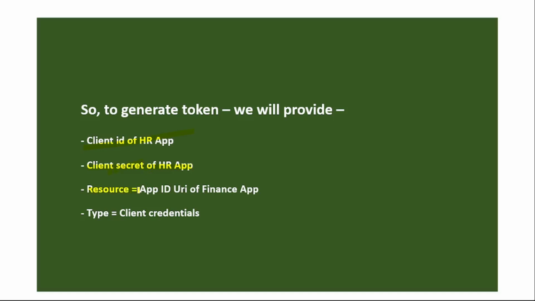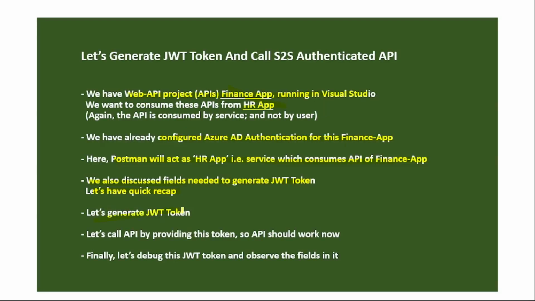Then we will provide the resource, that is the app ID URI of finance app, so it refers to the resource or API which is being consumed. And finally we will provide the grant type, that is client credentials. Now let's generate the JWT token, and we will call the API by providing this token. And of course guys, if we call the API without providing this token, we will get an unauthorized error. So we will generate the token and call the API, and it should work now. And finally we will debug this JWT token and observe the fields in it.